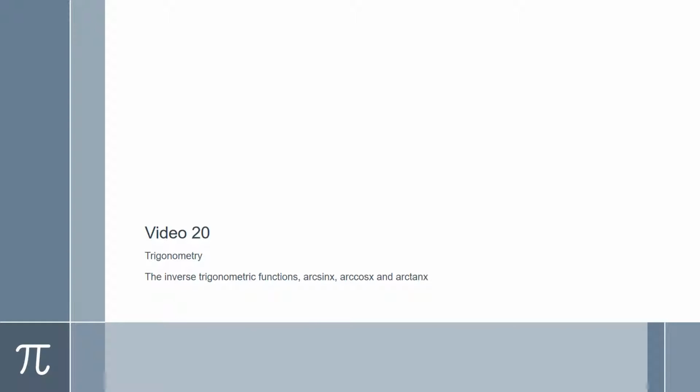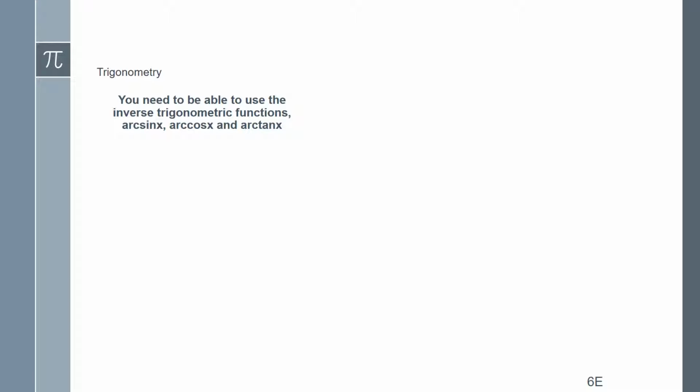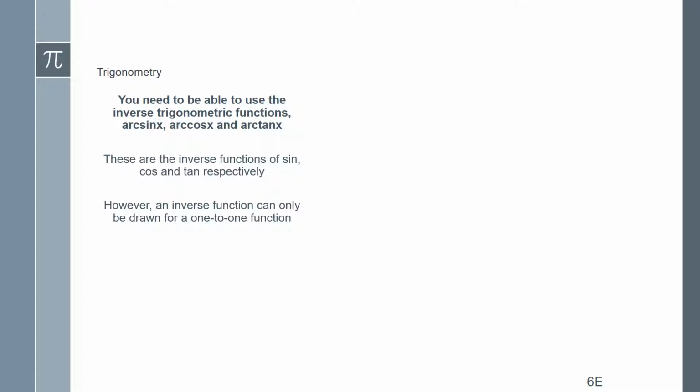Trigonometry, the inverse trigonometric functions arcsine, arccos and arctan. You need to know about the inverse trig functions. These are the inverse functions of sine, cos and tan. And an inverse function can only be drawn for a one-to-one function.